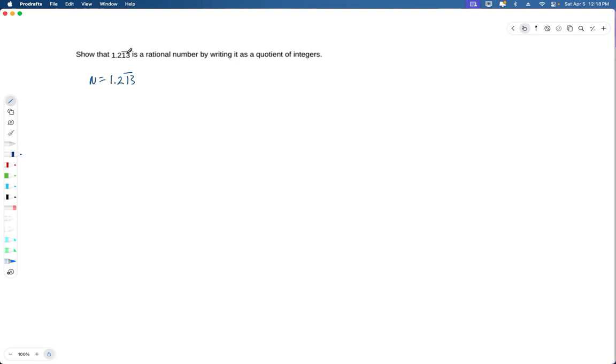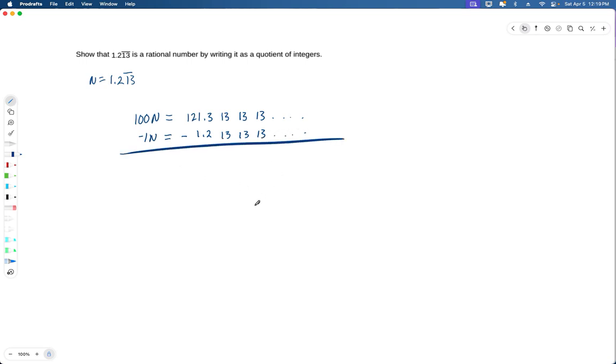So 100, there's 2 places. So 100 times this number, 100 times n, is equal to moving the decimal place back 2 spaces. So that's going to be 121.3, but then the 13 is still going to repeat. 13, 13, 13, dot, dot, dot, on and on and on, right? It's a repeating 13. I'm going to take this same number and multiply it by a -1, which is going to make this number -1.2 with a repeating 13, 13, 13, dot, dot, dot, right?